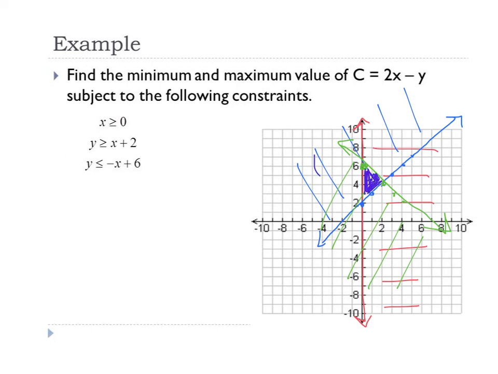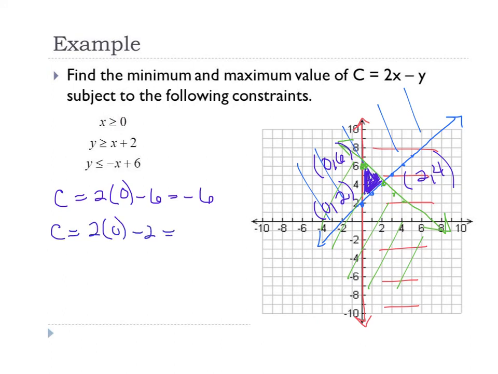So what are your vertices? They are 0, 6, 0, 2, and 2, 4. Okay, so graph the constraints, locate the vertices, plug all the vertices into the objective function. So for 0, 6, I get negative 6. For 0, 2, I get negative 2. And for 2, 4, I get 0. So that's our maximum. And negative 6 is our minimum.